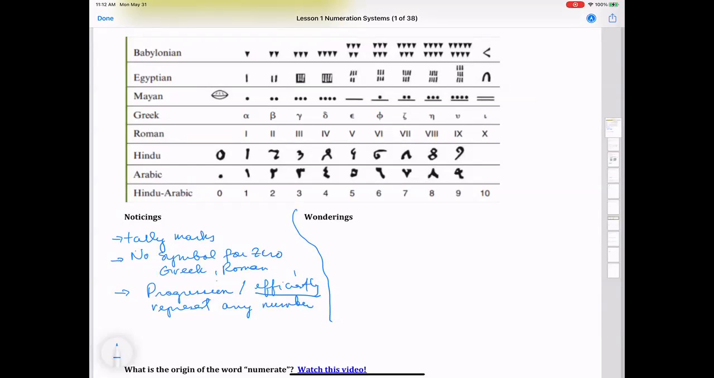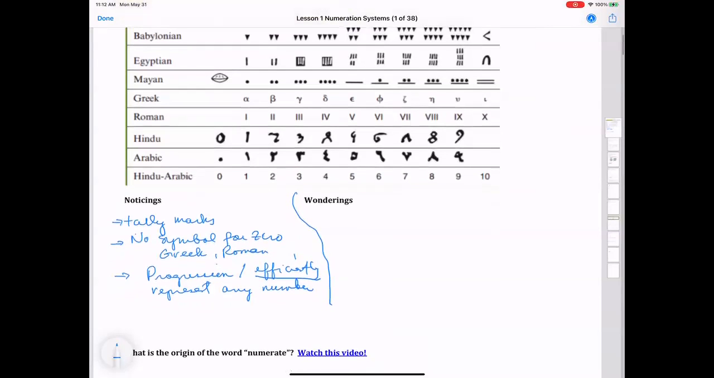So what do you wonder? You probably wonder why in the Hindu-Arabic system there are 10 digits. So question, why are there 10 digits? Why not 11? Why not 12? What do you think?